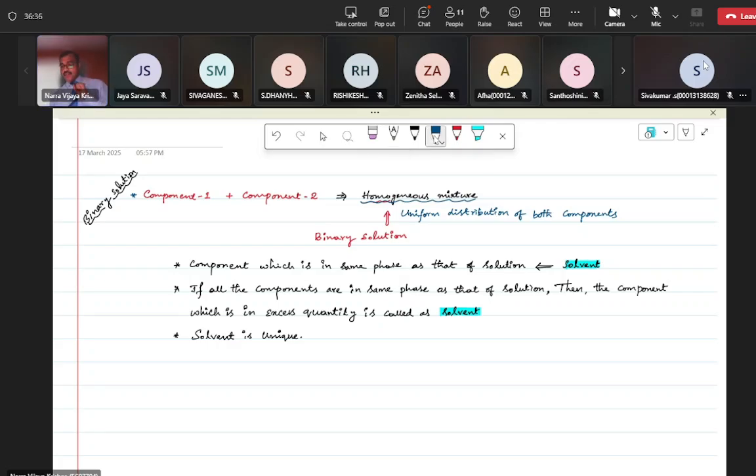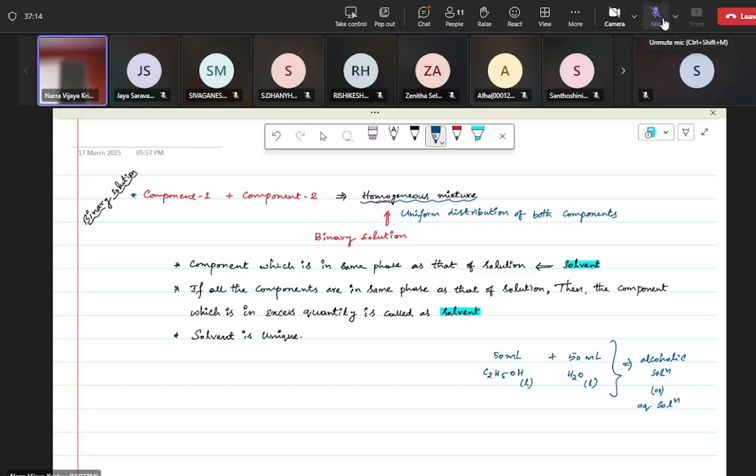Now, I have added 50 ml ethyl alcohol, which is liquid, mixed with 50 ml water, which is also liquid, to form an alcoholic solution, or aqueous solution. Now tell me, which is solute, which is solvent? Say something, which is solution, which is solute, which is solvent now.